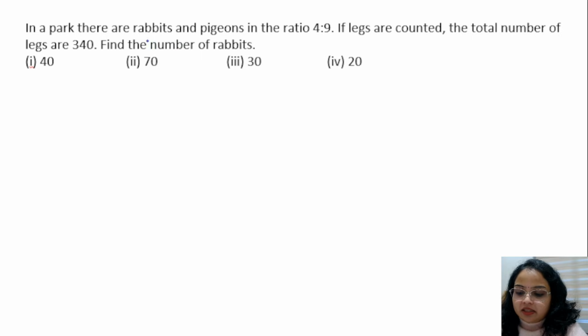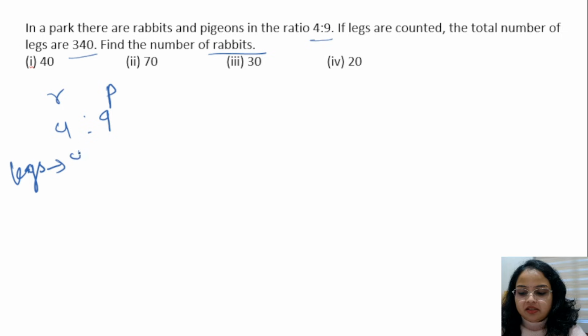In a park, there are rabbits and pigeons in the ratio 4:9. If legs are counted, the total number of legs is 340. Find the number of rabbits. Here rabbits and pigeons are in the ratio 4:9. How many legs does a rabbit have? It is 4. And how many legs does a pigeon have? 2. Total number of legs is 340.